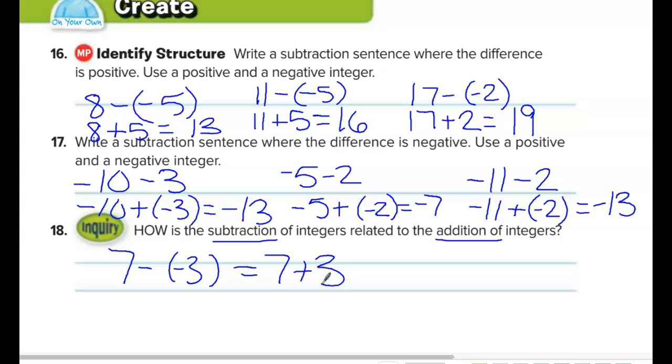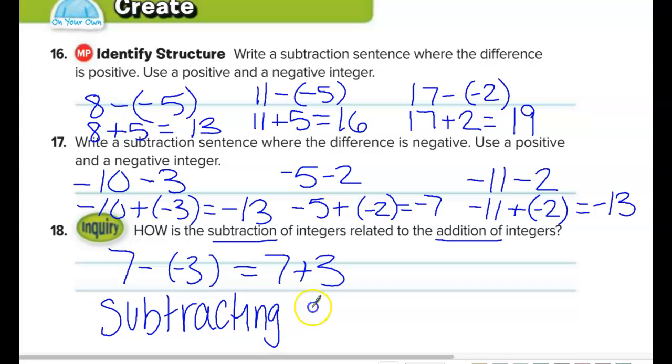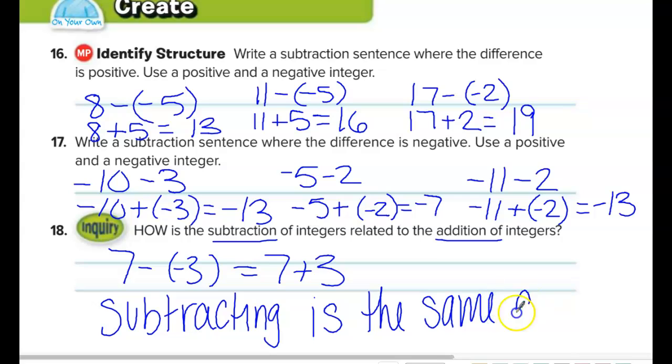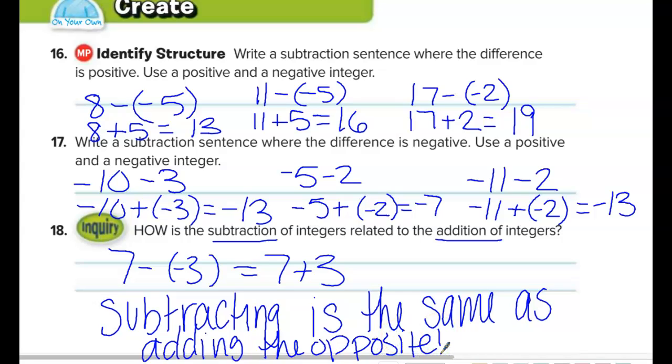Couldn't have said it better. Subtracting is the same as adding the opposite. Yes. I said when you subtract, you pretty much add, and when you add, you pretty much subtract.